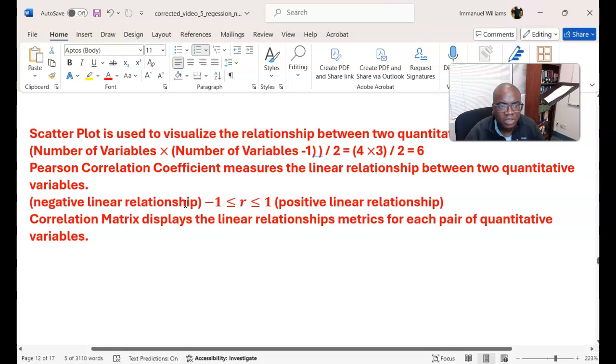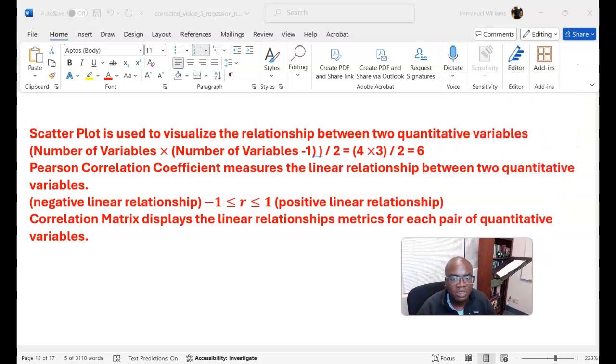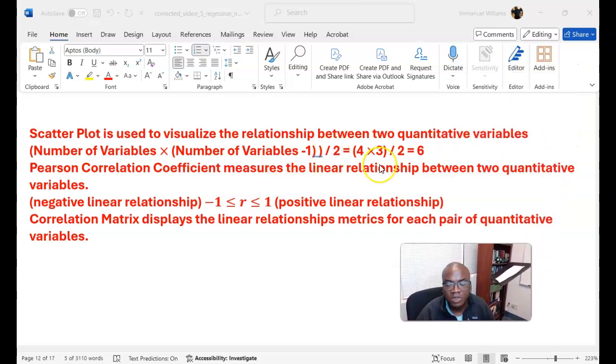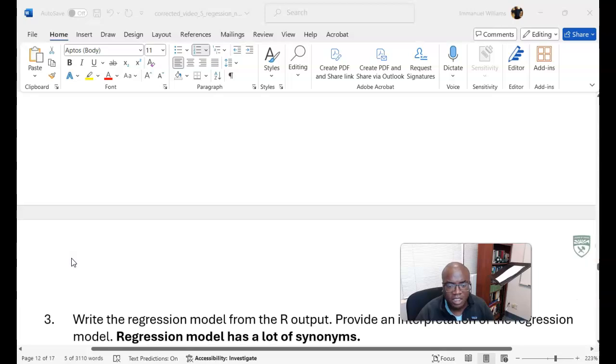Yeah, so a scatter plot is used to visualize the relationship between two quantitative variables. The number of variables times the number of variables minus 1 over 2. That's essentially 4 choose 2. And it gives us 6. Pearson correlation measures the linear relationship between two quantitative variables, between negative 1 and 1. The correlation matrix displays the linear relationship metrics for each pair of quantitative variables. Okay, so that's question 2. These questions get quite hairy pretty fast.